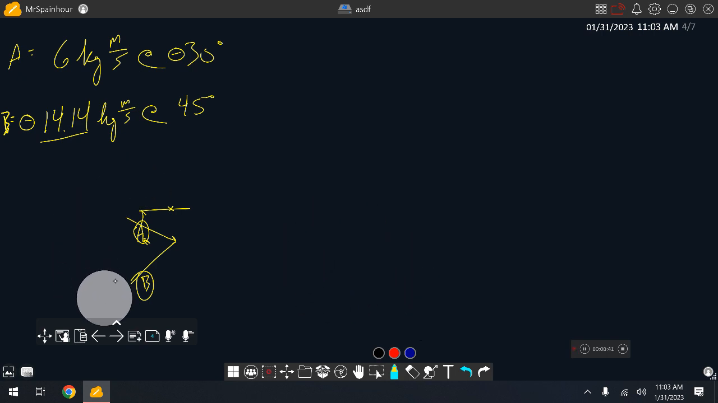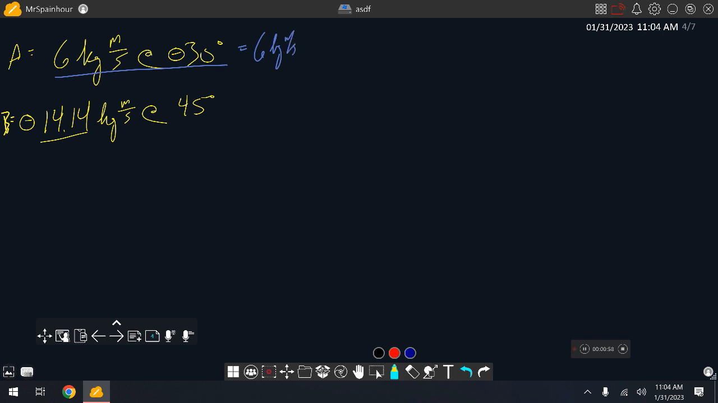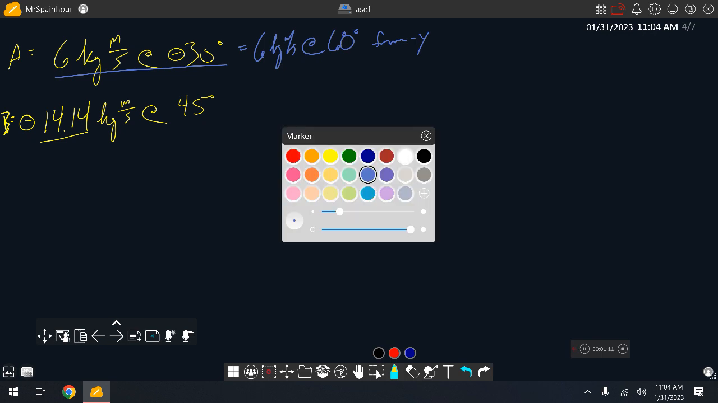First thing I'm going to do a little bit differently is, instead of 6 kilogram meters per second at negative 30, I am going to write this a little bit differently, but it's the exact same vector. So we're going to use 6 kilogram meters per second and assume that it was at positive 60 degrees from the negative y. So this actually ends up in the exact same spot. I'll go ahead and show you that real quick.